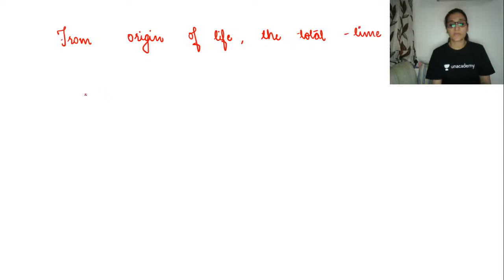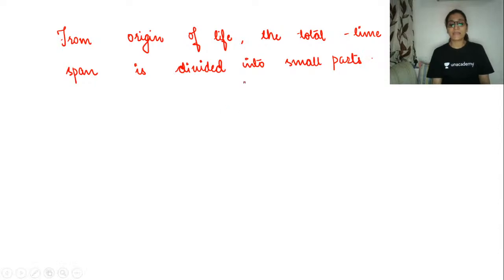From the origin of life, the total time span is divided into small parts, so that we can know the exact time of an event.